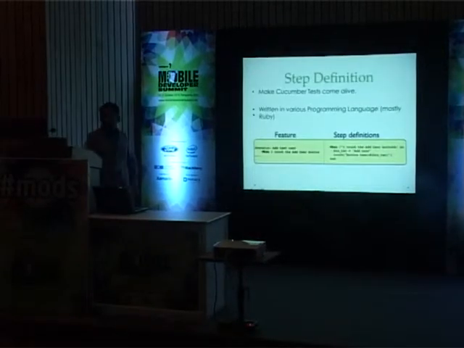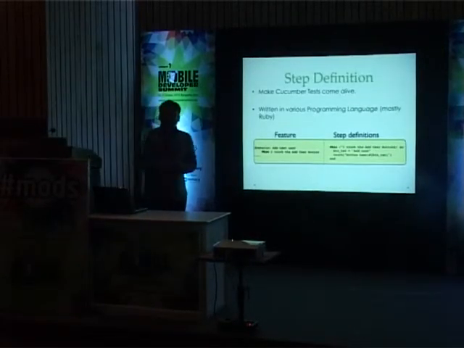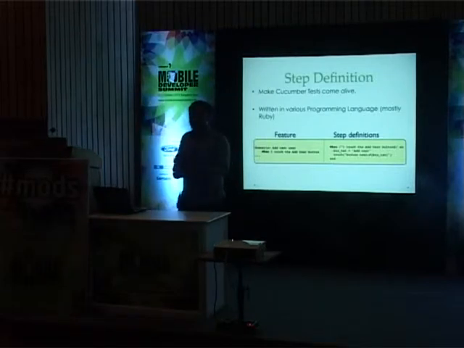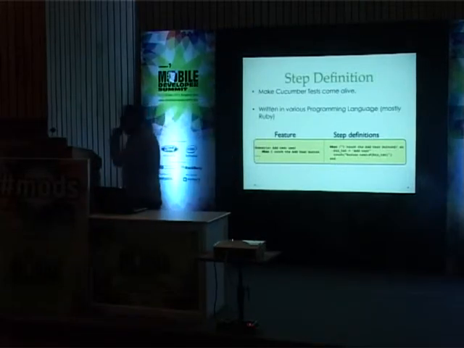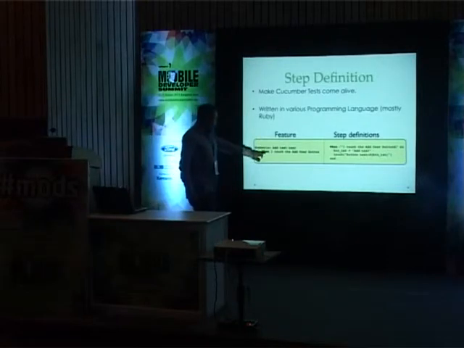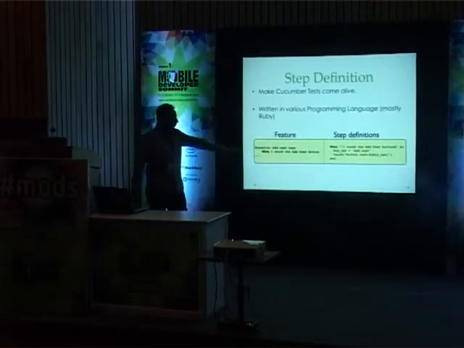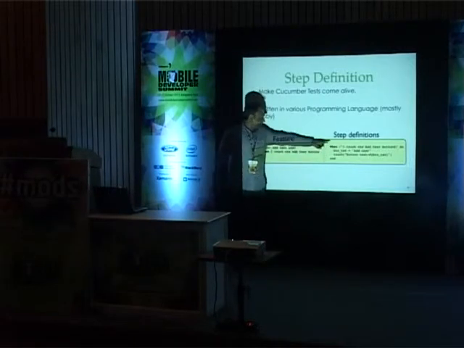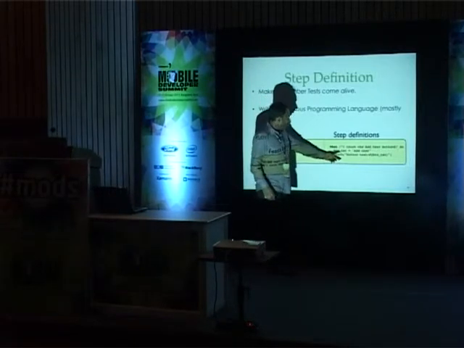How are the features that we just saw executable? Because these features are mapped to step definitions. How do we map the features to step definitions? Now, you can see here, this is one of the steps: when I touch the add user button. What we have basically done is, this is a regular expression, and inside it goes the code.